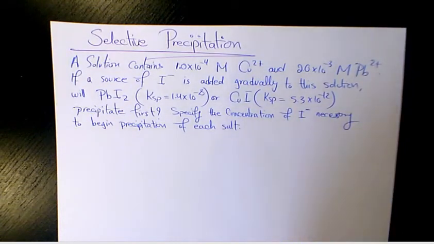Welcome to another video. In this video I want to talk about selective precipitation. A solution contains 1 times 10 to the power of negative 4 molar copper ion and 2 times 10 to the power of negative 3 molar lead ion. If a source of iodide is added gradually to this solution, will PbI2 (Ksp 1.4 times 10 to the power of negative 8) or CuI (Ksp 5.3 times 10 to the power of negative 12) precipitate first? Specify the concentration of iodide necessary to begin precipitation of each salt.